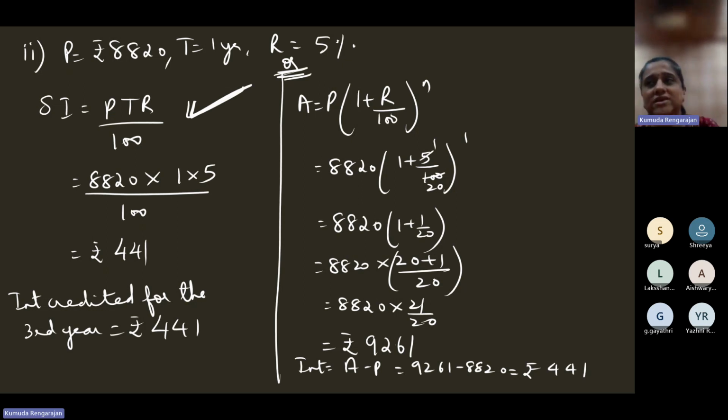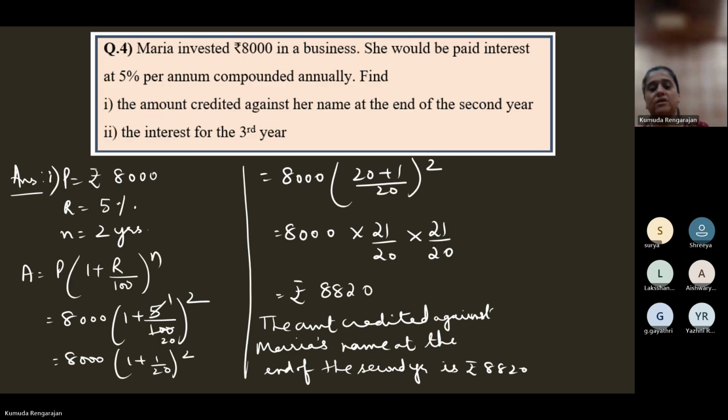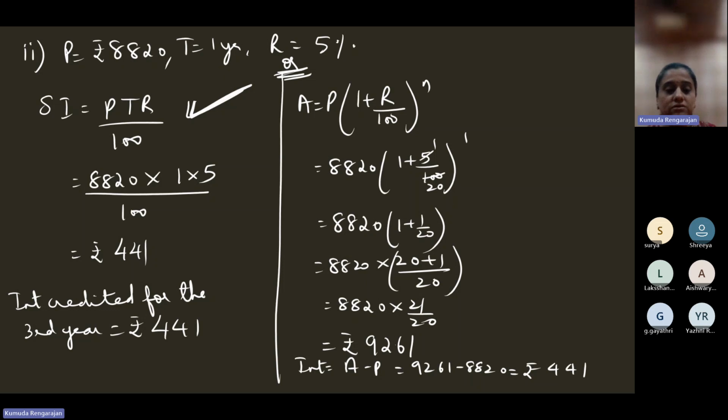When time is 1 or less than 1 year and the interest is compounded yearly, simple interest is the same as the compound interest. So the interest for the third year is rupees 441.